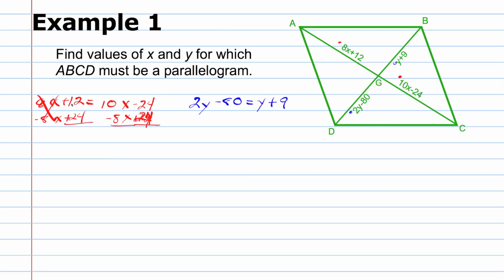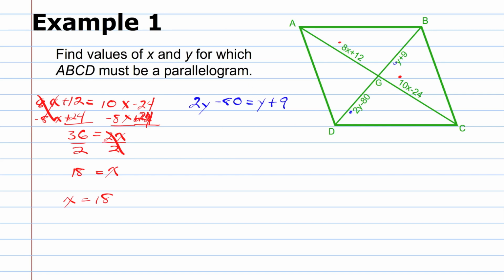Adding 24 to both sides, 12 plus 24 is 36. On the right-hand side, 10x take away 8x is 2x. I next divide each side by 2. The 2's on the right divide out, leaving x being equal to 36 divided by 2, which yields 18. Therefore, the value of x for this to be a parallelogram is 18.